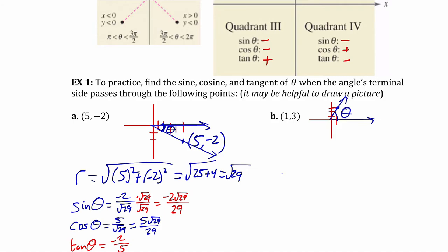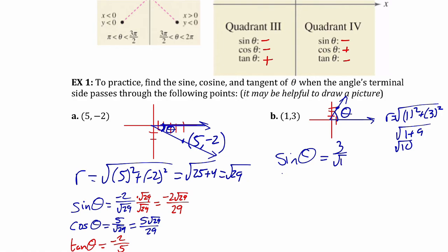So our sine of whatever the angle is, is the y value divided by the r value. So it's 3 divided by, well, let's figure out the r value. Remember, r equals the square root of x squared, so 1 squared, plus our y value squared, 3 squared. So we have the square root of 1 plus 9, which is the square root of 10. So for the sine, we have 3 over the square root of 10. Now, just like we did in the previous one, we multiply the numerator and denominator by the square root of 10. We get 3 root 10 over 10.